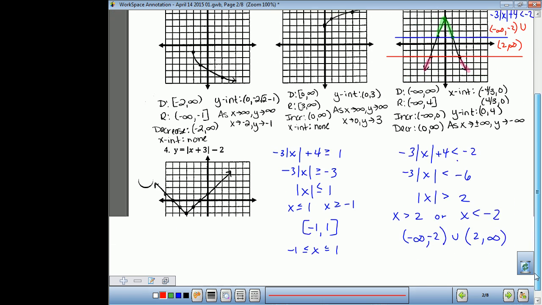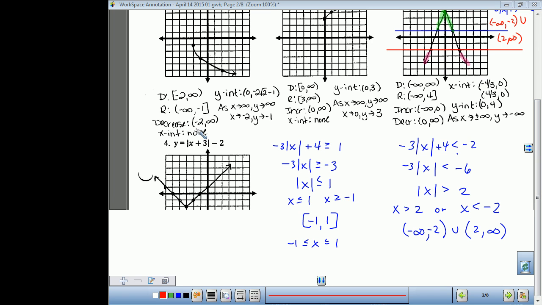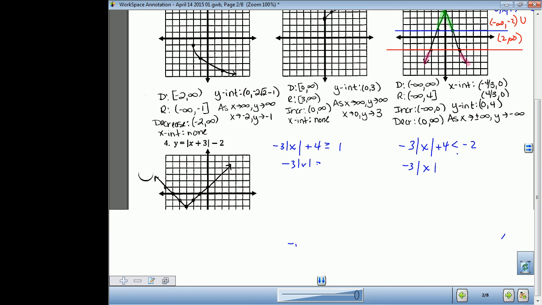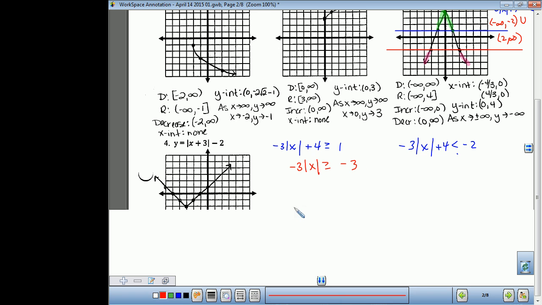Now we also solved these same problems algebraically. Let me erase the work and we'll go back through both of these algebraically. If you didn't have the graph, what do you do? Well, you get the absolute value part by itself. You move the number over. You divide by negative. What happens when you multiply or divide by negative when solving? It's going to flip it.